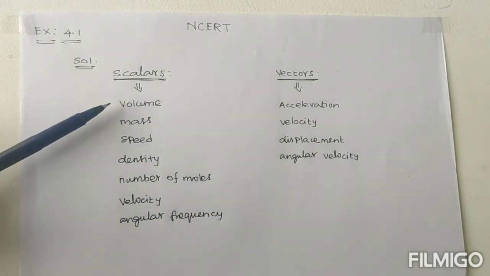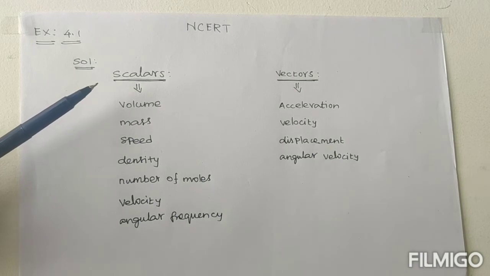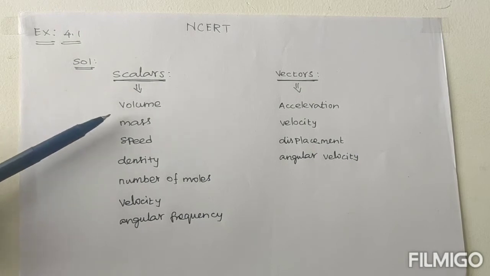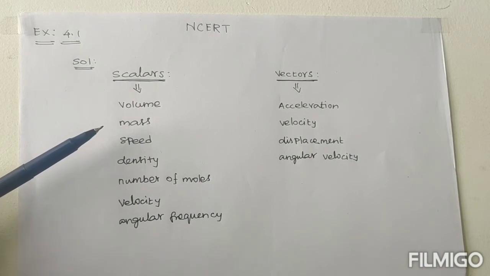So see the first one is volume. Volume, you know, 2 millimeter cube, 2 cubic centimeter, like that 1 liter, 2 liter. So volume is scale based. So it is a scalar quantity, not directional based. Like that the next one, the mass. Mass, you know, 50 gram, 500 gram, 1 kilo. So like that it is also scale based. So mass also scalar quantity.